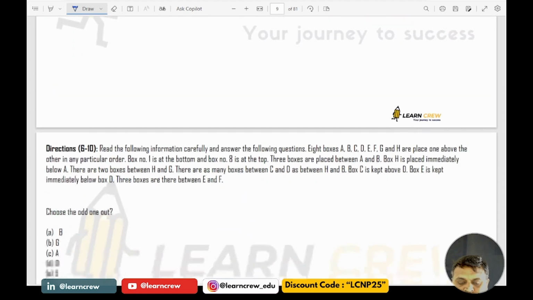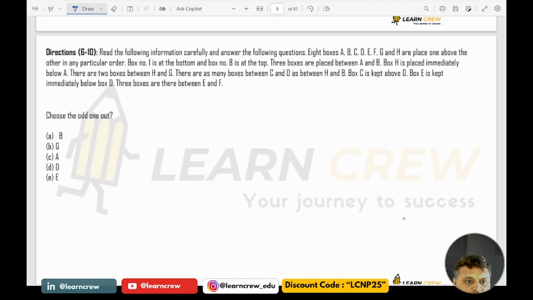The next question, 8th question. Choose the odd one out. So which one here? B, G, A, D. B, G, A, D are in the even numbered boxes. These 4 are in the even numbered boxes. So E is different because E is placed in the odd numbered box, which is 1.